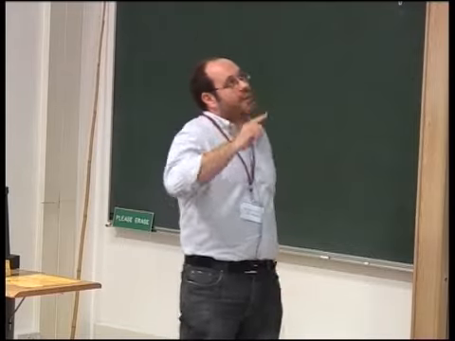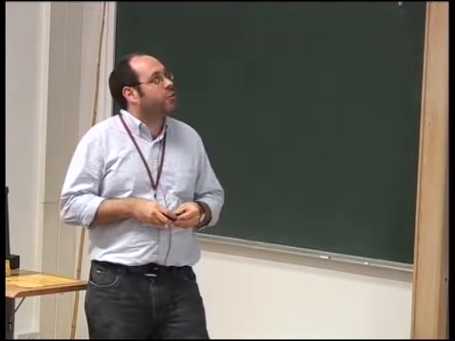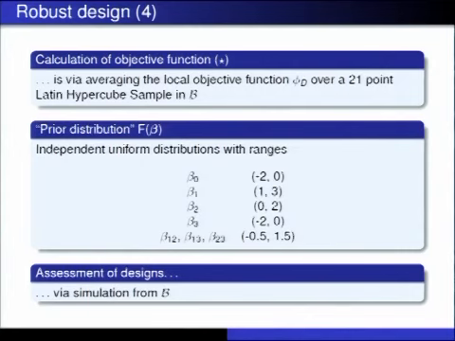So the way we calculated that objective function was just by doing numerical integration using a 21-point Latin hypercube sample. There are different ways you could do it, and Brad has a very nice paper that describes an alternative way of doing it. And the prior distribution we assumed for beta was just made up of independent uniform distributions with these ranges. So all these ranges have the same width. We've just shifted them along the real line.